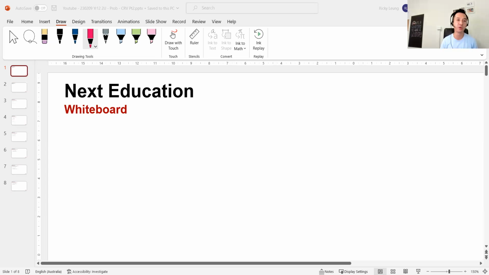So today we continue on with the probability topic, doing random variables. Last lesson we did discrete random variables. So today we'll do continuous random variables.